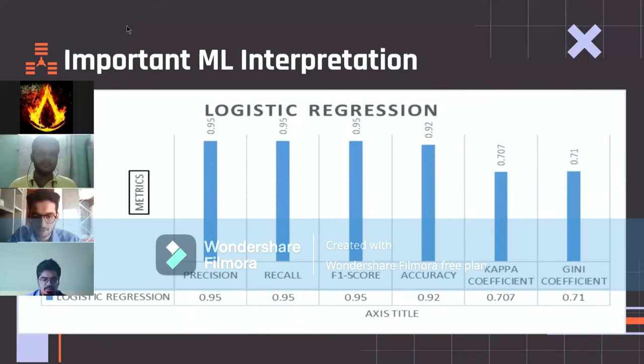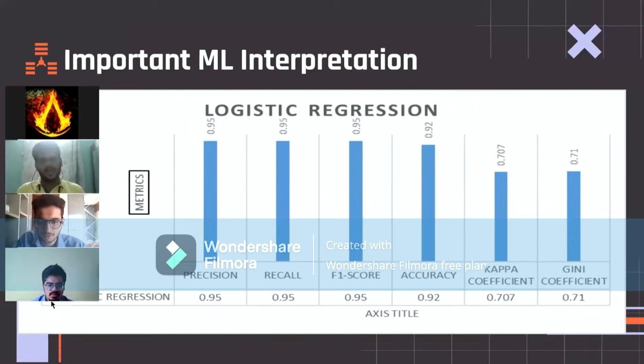To start with, the first one is logistic regression. That is a baseline model for a brief comparison, and it works on the sigmoid probability. So we get a precision of 0.95, but a kappa coefficient of 0.707. And the model is a bit overfitting, but it's not considered to be great considering the sigmoid probability, which gives a result of 0 or 1.